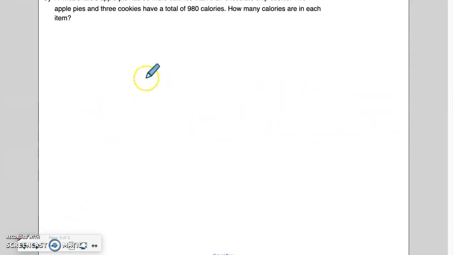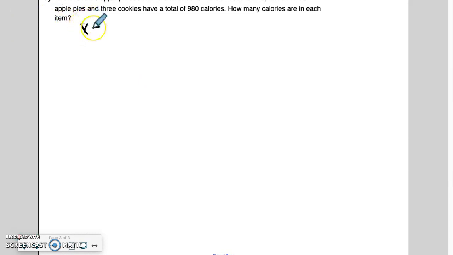Next problem. Sorry, once again I cut this off, but you guys have it on your paper. So McDonald's apple pie has 90 more calories than their chocolate chip cookie. 2 apple pies and 3 cookies have a total of 980 calories. How many calories are in each item? All right, what are we looking for? So each item, there's an apple pie.